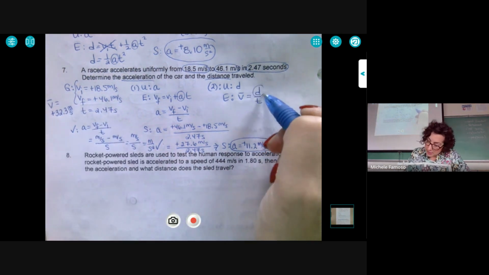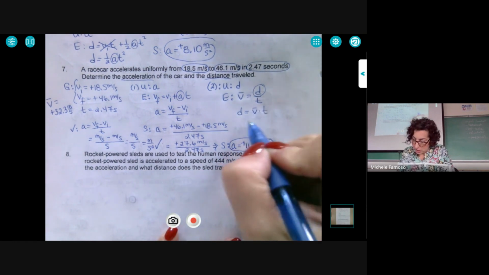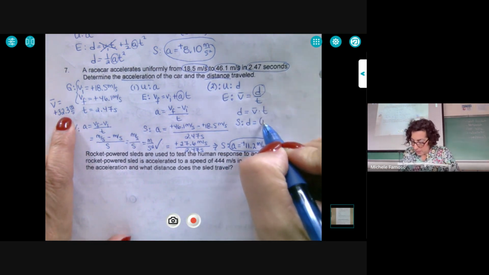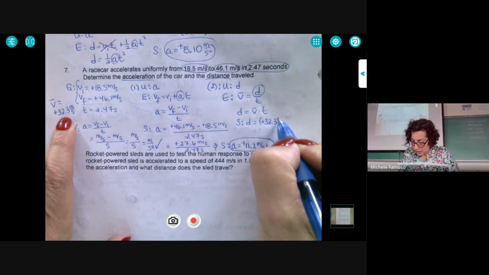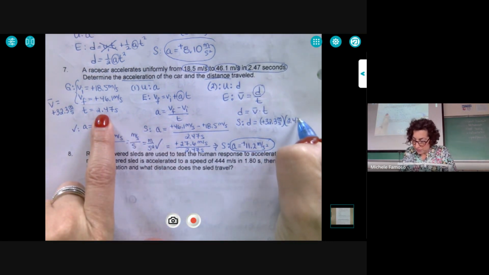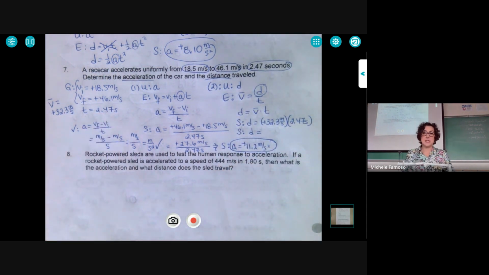Okay, so now let's come back to this. Sophia, can you move that around for D, please? Good. Now we can do our substitution with units. So the D is going to be that positive 32.3 meters per second times the time, which was 2.47 seconds. Now we're going to solve it for the distance, which is a scalar. So I don't need a direction on this answer. I just need a final answer with proper units and sig figs.